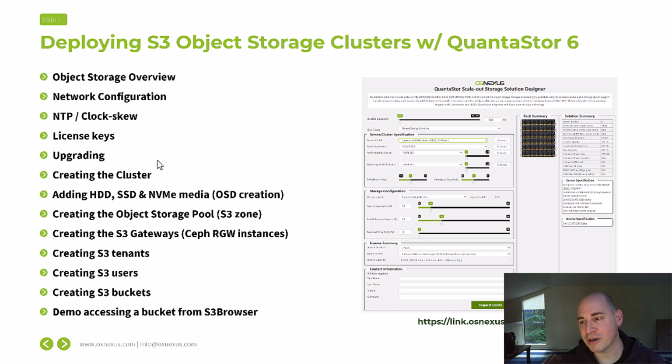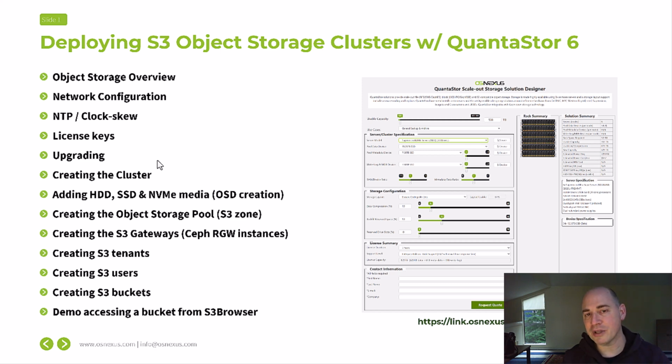So we're going to start with an overview of object storage, dive into the network configuration steps. We're going to set up a LACP bond for the networking, and then we're going to move on to some of the things that are really important to get right as pre-flight checks, like setting up the NTP servers, making sure that we're not going to run into clock skew problems in the future, setting up the license keys on there, making sure that the boxes are upgraded.